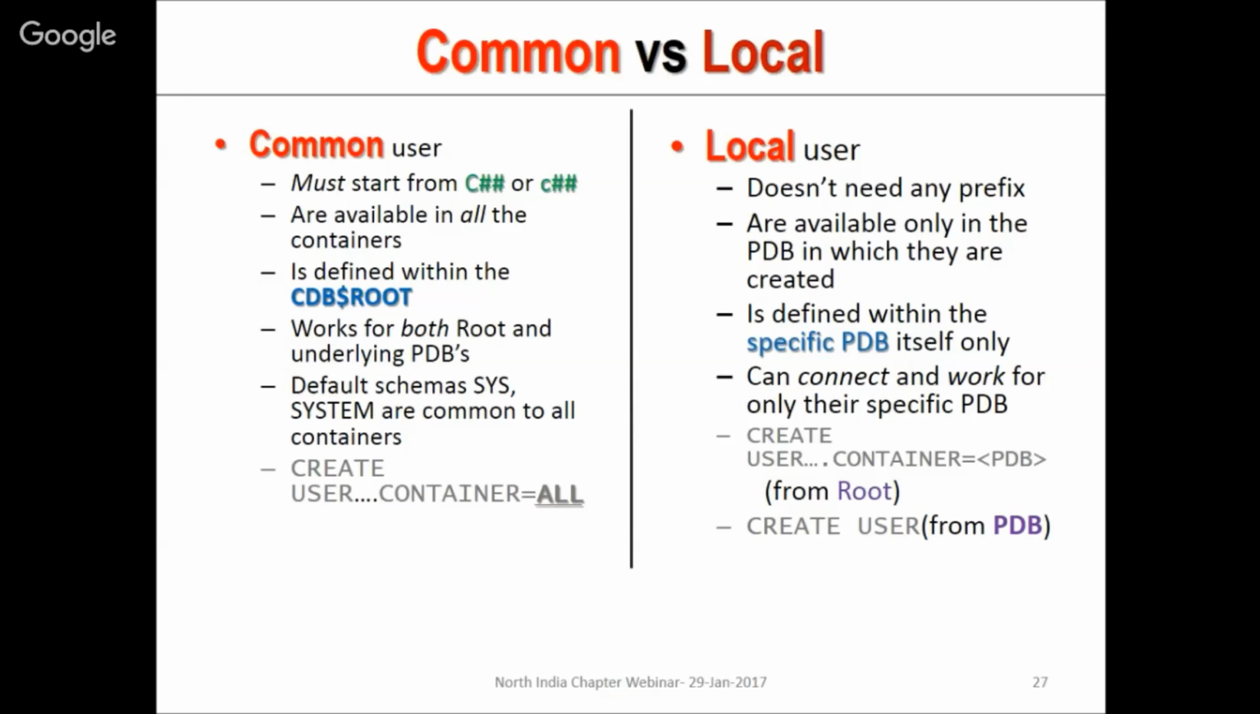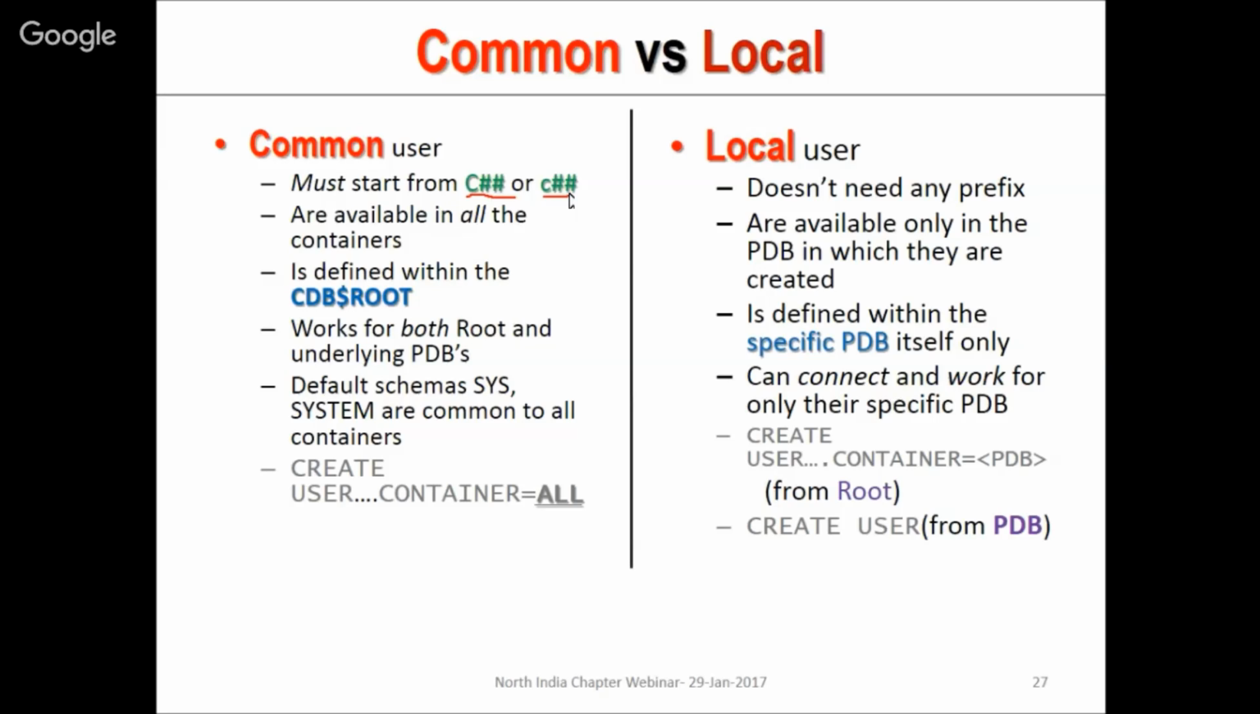The common users, as we mentioned, are those users which are going to be available to all the containers. Now, because they are going to be considered as common users, there has to be a different way to actually create them. And that is why the common users are going to be prefixed with C##, in capital or small. Now, this is actually maintained by an internal parameter.